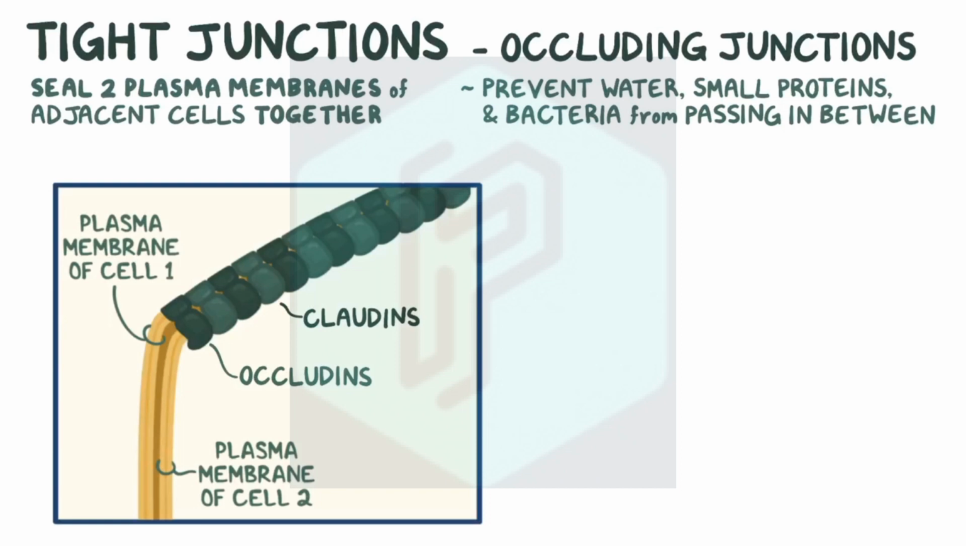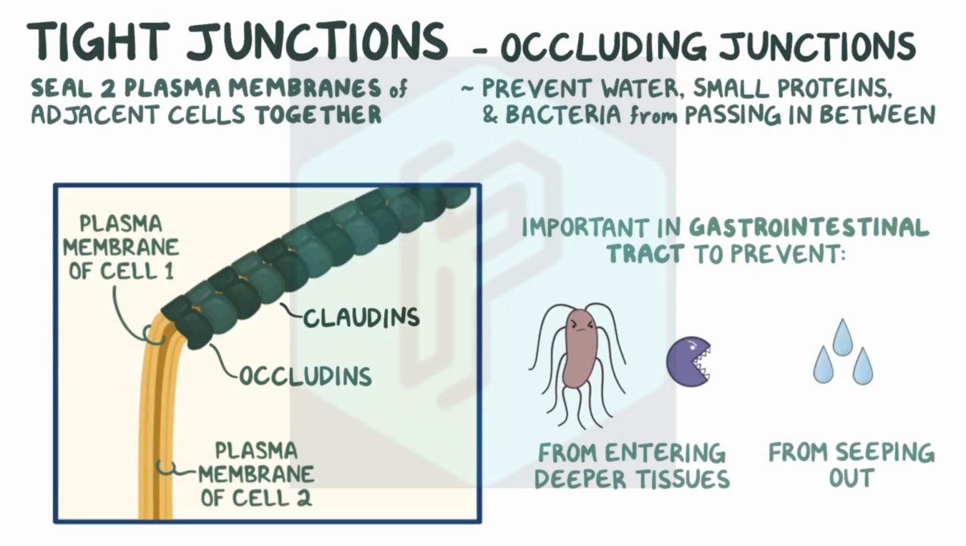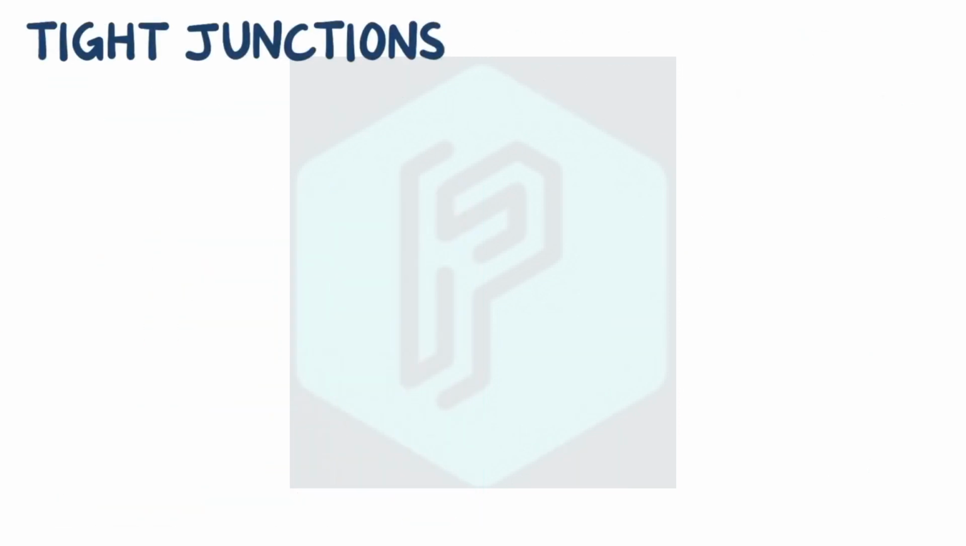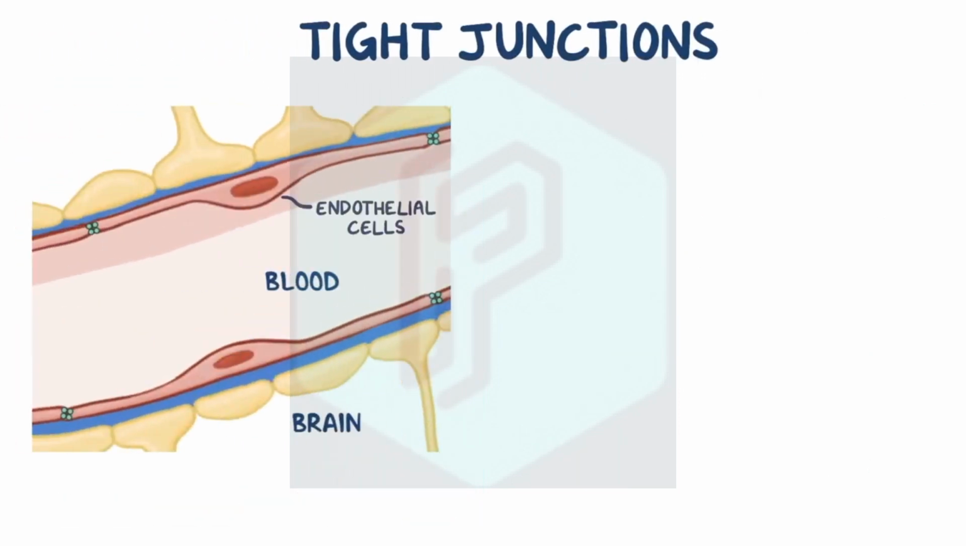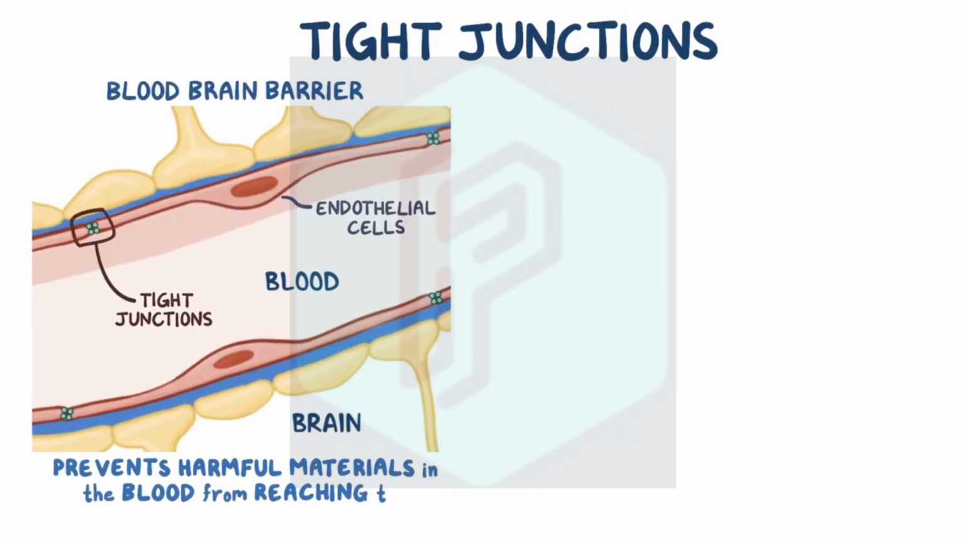together. Typically, this seal happens only in one area near the apical surface of cells, and not across the entire length of the membrane. Tight junctions are especially important in places like the gastrointestinal tract, where they help to prevent bacteria or digestive enzymes from entering the deeper tissues, or water from seeping out of the intestine. In the brain, the endothelial cells that line the inside of blood vessels also use tight junctions to form the blood-brain barrier, preventing harmful materials in the blood from reaching the central nervous system.